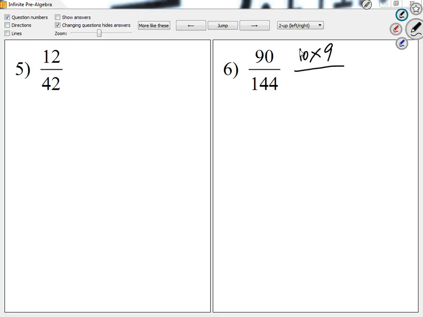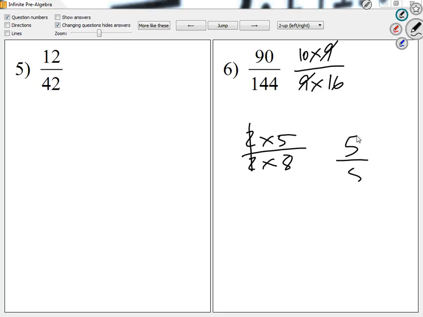Actually, we can. I'll say 9. 9 times what? 9 times 16. Thank you. That way we cancel out the 9's, so we have 10 over 16. We can still do better. Give me two numbers that multiply equals 10. 2 times 5, okay. What about 16? 2 and 8. Okay. We cancel out the 2's, so we have 5 over 8. And that cannot be simplified anymore, so we're good.